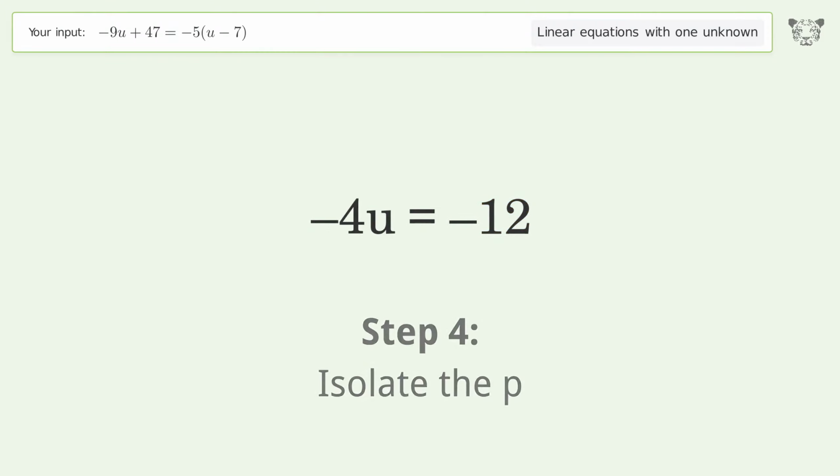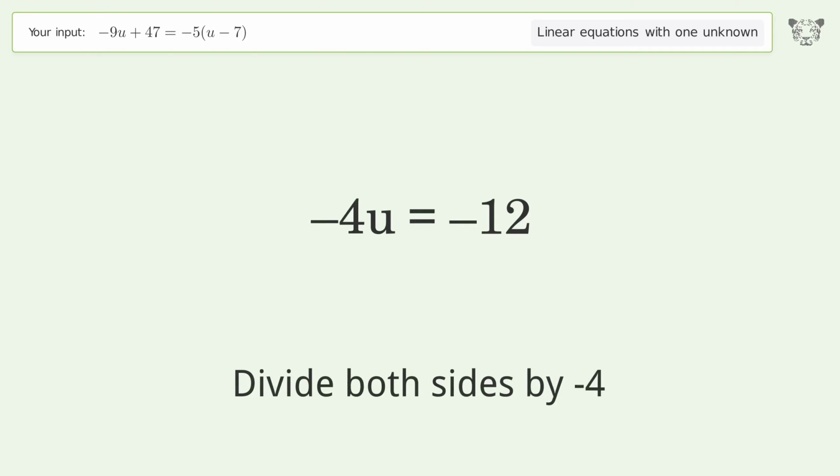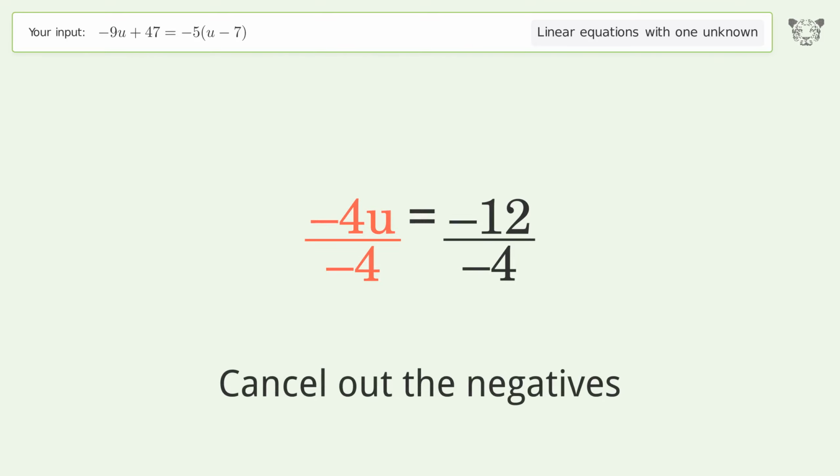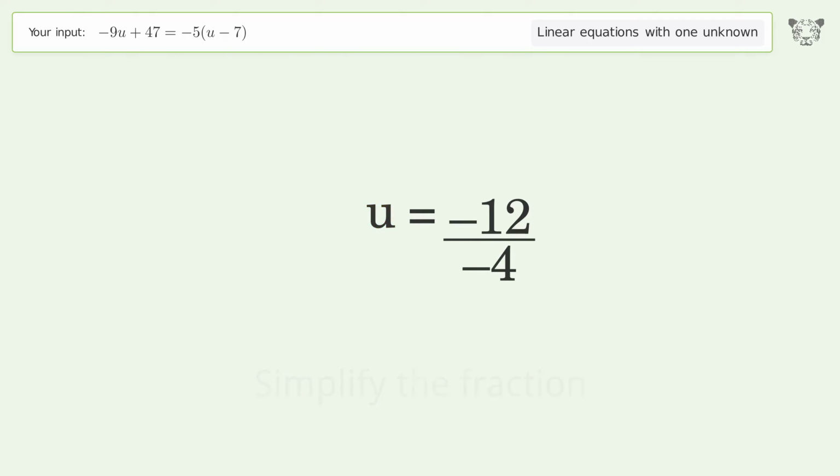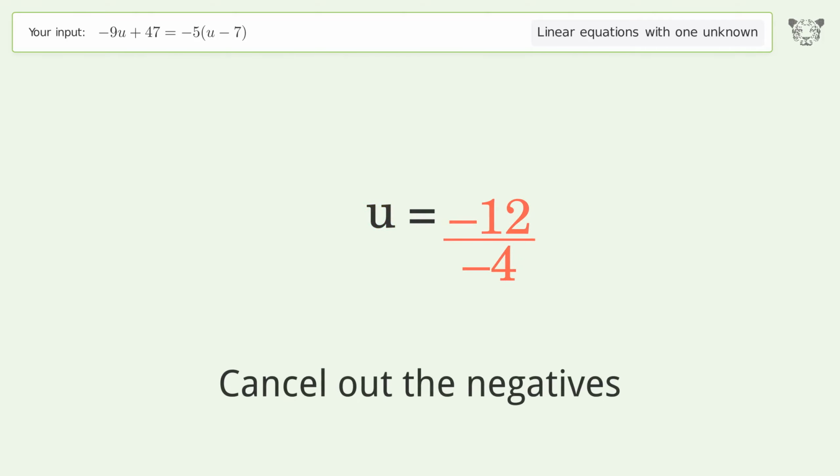Isolate the u. Divide both sides by -4. Cancel out the negatives. Simplify the fraction. Cancel out the negatives.